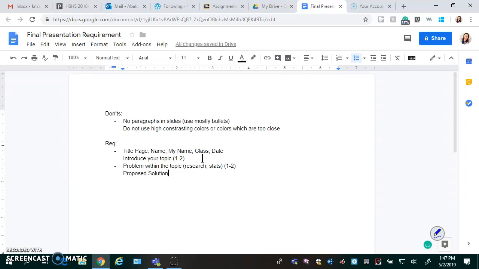This is the most important. I don't care if your introduction is beautiful. If you don't have a solution, which is the whole point of the entire paper and also of your presentation, then nothing else really matters. So show us your step-by-step solution. Most of your topics are going to include advocacy, and so this is most important.